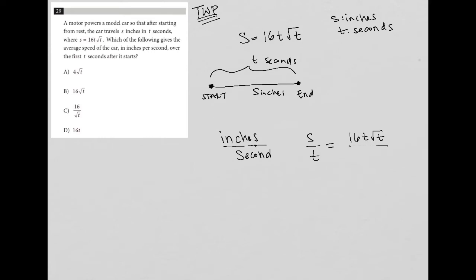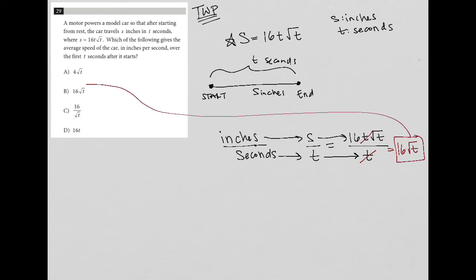So then, if we divide that by t, all I'm doing is translating. So inches, we know is s. S, we know, because of this, is 16t root t. Seconds is the unit or the variable t. So there's no need to convert that to anything else. We just keep that as t. So 16t root t divided by t. I'll just change colors here. To simplify this, t cancels out that t there, leaving me with 16 square root t. And therefore the answer is choice B.